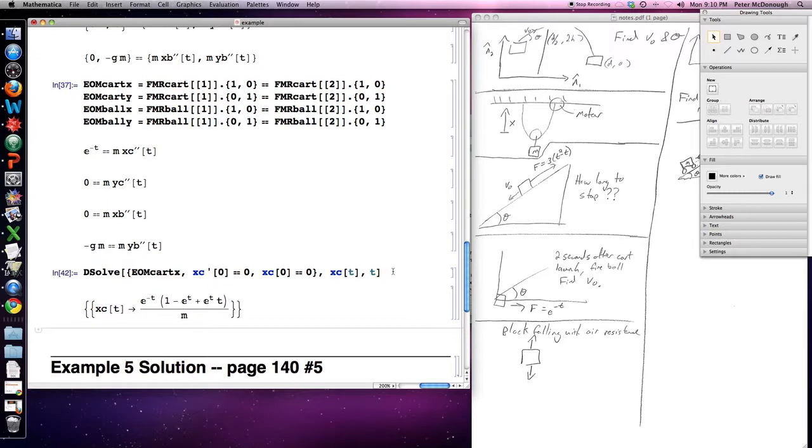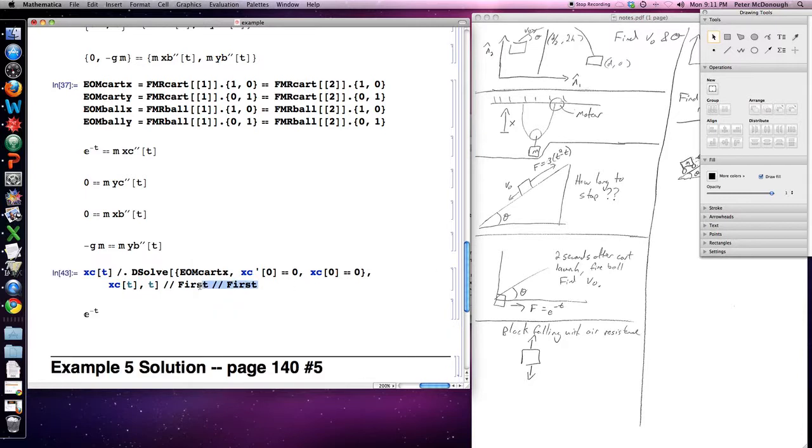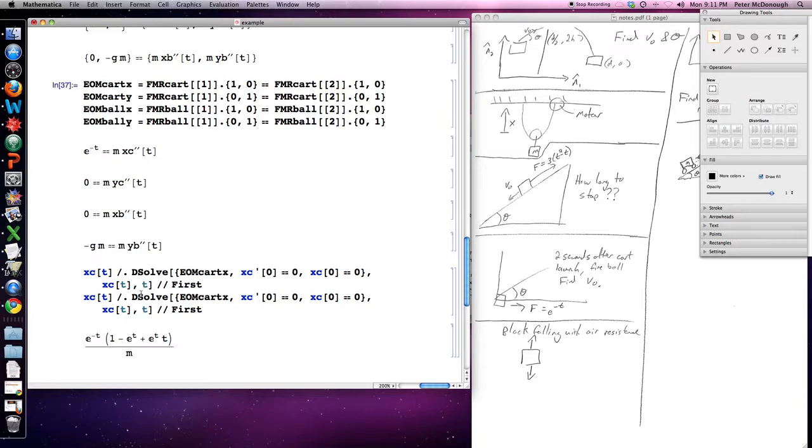All right, so I've got our equation with respect to time. Let's now solve this thing. We need xc of t slash dot this DSolve, slash slash First, slash slash First. Oops, we don't want to go that many out. We just want to go 1. All right, there we go. So we'll copy this code and come down here and do it for y of c, so y of c for the cart. So we change these all to y's, and the initial velocity in all these directions.